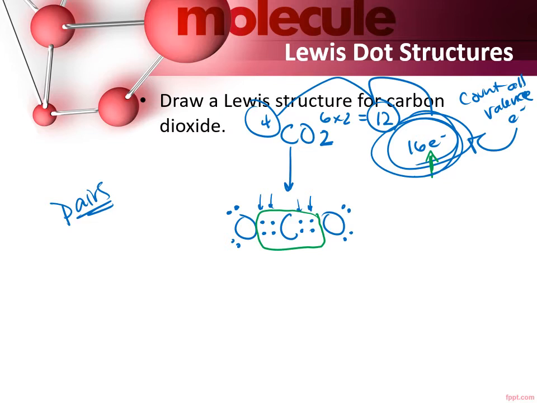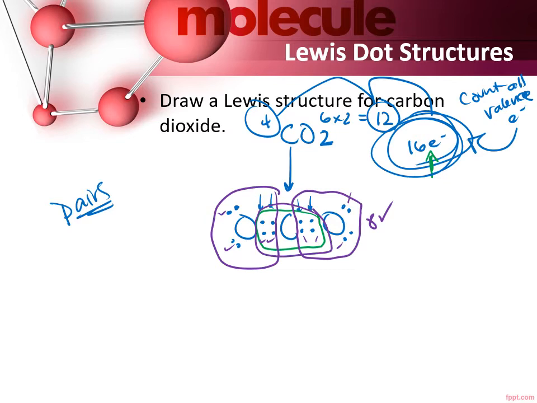If I look at oxygen now, and I make the Venn diagram to include all the shared electrons, he has 2, 4, 6, 8. 8 is great. This oxygen also, if I count the shared electrons, 2, 4, 6, 8. 8 is great. Carbon has 2, 4, 6, 8. 8 is great. Everybody is happy. And so this is the Lewis structure for carbon dioxide.